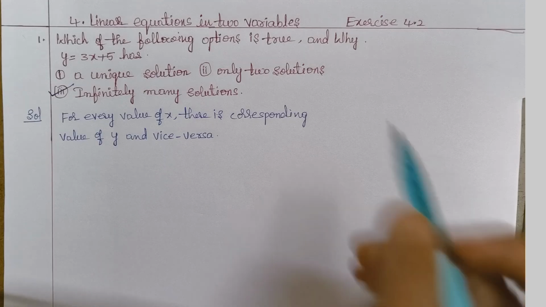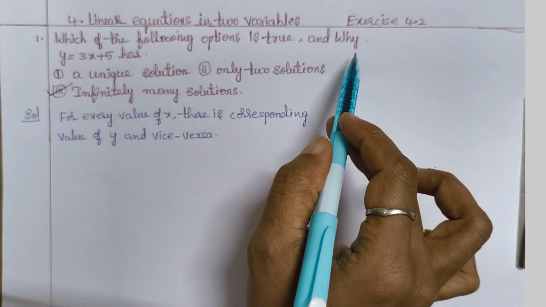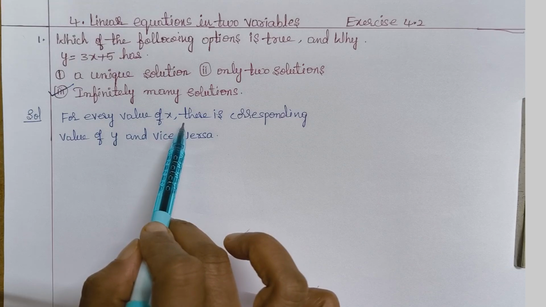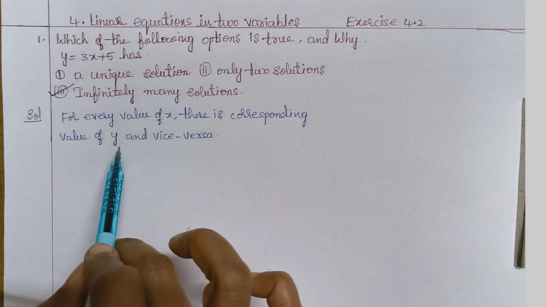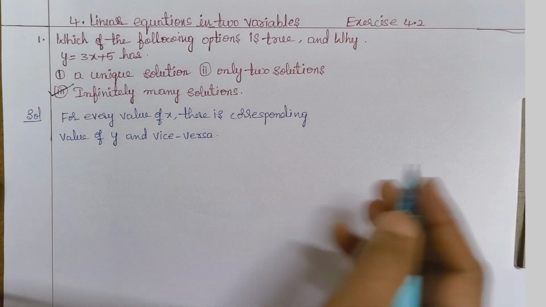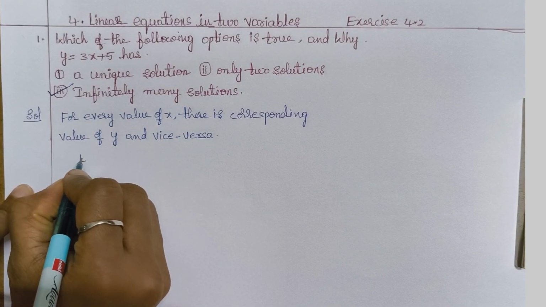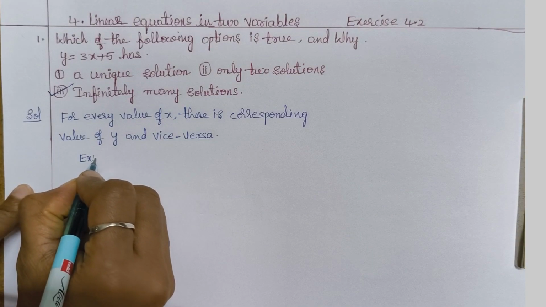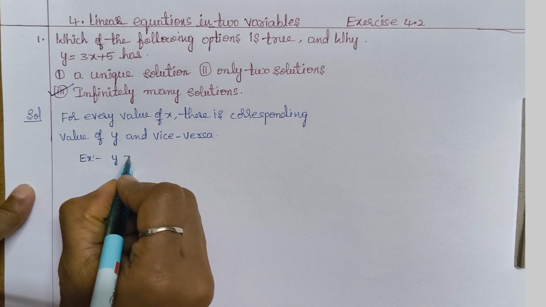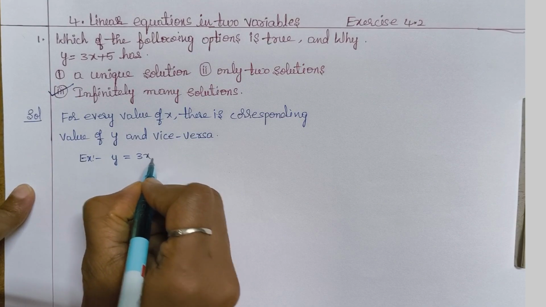What is the reason? We can write the reason also. Reason: for every value of x, there is a corresponding value of y, and vice versa. See here, for example, I will take two examples and explain. First example, what is the equation? y is equal to 3x plus 5.